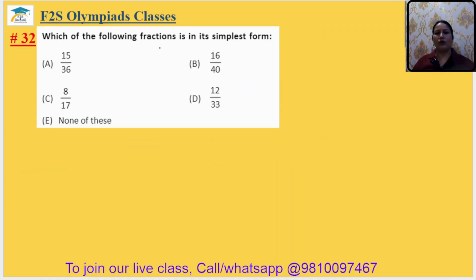Question number 32. Which of the following fractions is in its simplest form? Simplest form of the fraction means there should not be any common factor between numerator and denominator. If we check 15 by 36, there is common factor 3. There is common factor 4. There is 3. But in 8 by 17, there is not any common factor. So this will be the answer. Is there any common factor between 12 upon 33? Yes, 3 is the common factor. So 32nd answer will be option C.